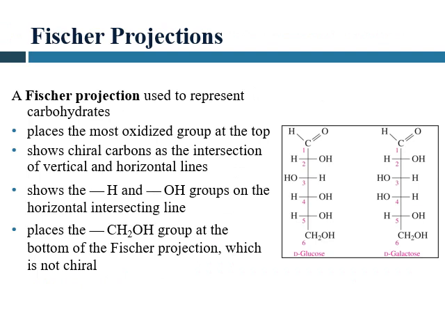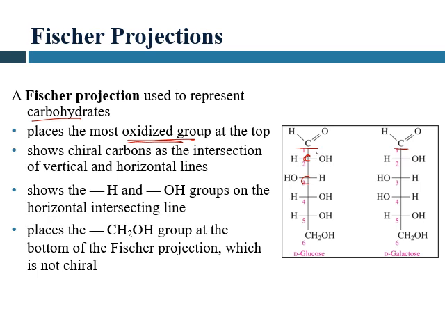A Fischer projection is commonly used to represent carbs. The most oxidized group is put on top, for example, the carbonyl carbon. It shows the chiral carbons as the intersection of vertical and horizontal lines. So all these carbons are chiral carbons. How do you know? If you take a look at this carbon, one is hydrogen, second is OH, third is CHO, and fourth is all of this, which means it has four different groups, which means this is chiral. Same thing here. This has hydrogen, oxygen, this whole thing, and this whole thing on the other end, which means this is also chiral. So all these carbons in carbohydrates are usually chiral.